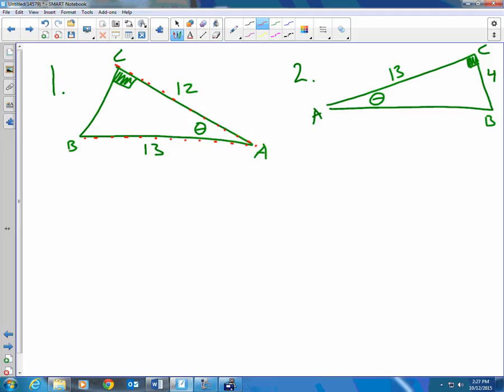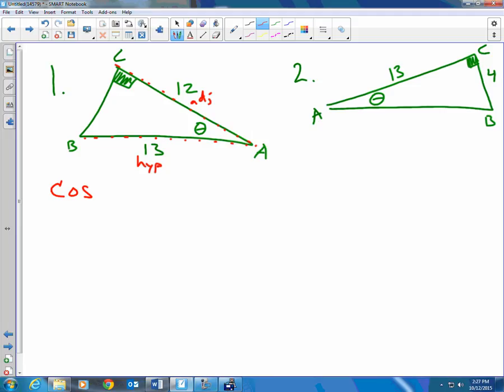Which side is this? This is the hypotenuse. So here's how we tell. It's across from the biggest angle, so it's the largest side. So that's the hypotenuse. That would make this adjacent. So sine, cosine, or tangent? Cosine.